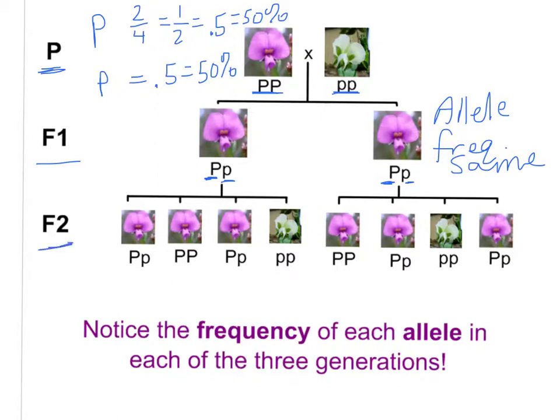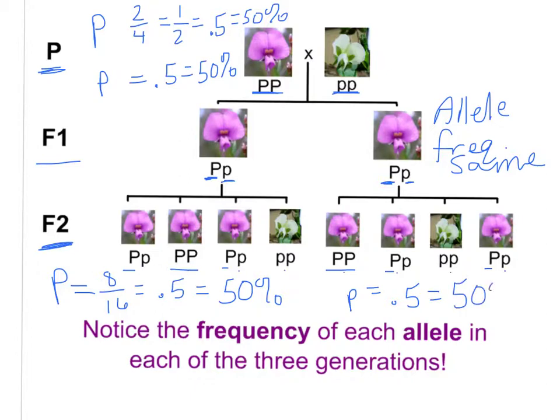Now let's take a look at the F2 population. Let's look at the big P. How many of those do we have? 1, 2, 3, 4, 5, 6, 7, 8. 8 out of how many total? 2, 4, 6, 8, 10, 12, 14, 16. 8 out of 16. Once again, it's 0.5 or 50%. Well, the little p is going to be the same, 0.5 or 50% when we do the math. The frequency of each allele in each of these 3 generations remains the same.